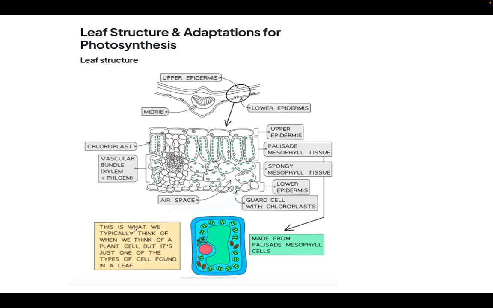This is what we typically think of when we think of a plant cell, but it's just one type of cell in the leaf. You can also see it is made from palisade. This is the palisade cell right here. So which adaptation does it have? I think you can see a lot of chloroplasts for photosynthesis to happen in them.